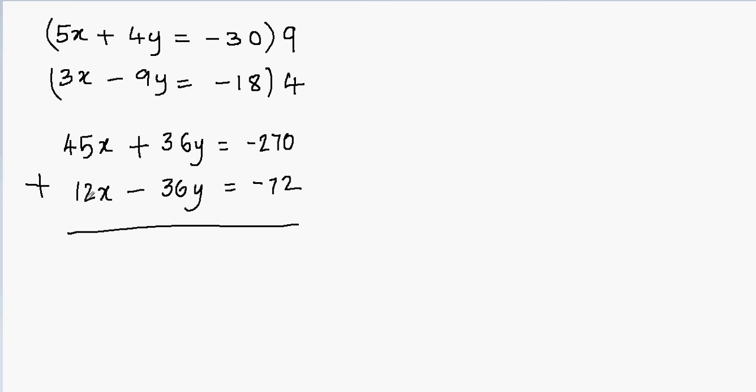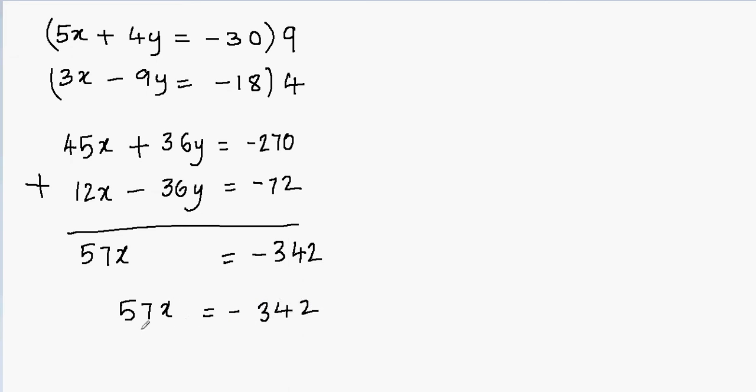So now what you can do is just add these two numbers. 45x plus 12x will be 57x. I've got 57x on the left hand side. On the right hand side, I have negative 270 minus 72, which will give me negative 342. Now, I want x by itself. So what do I do to get x by itself? Let's break this down first. 57x is equal to negative 342.